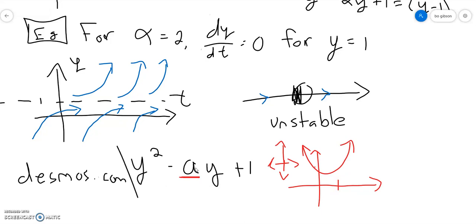So anywho, that's my spiel on differential equations and phase lines, I guess.